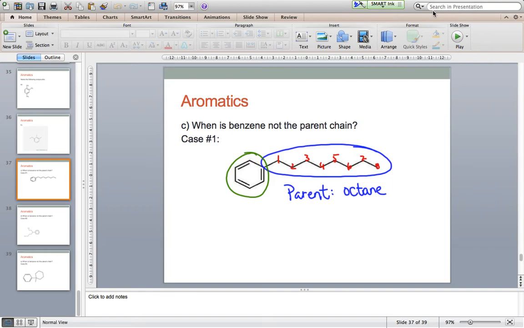And then, well, what's my branch? This guy right here. Off the first carbon, we have a benzene ring as a branch. What do we call that again? It's not benzene. Phenyl. So the name of this guy, 1 phenyl octane. 1 phenyl octane.